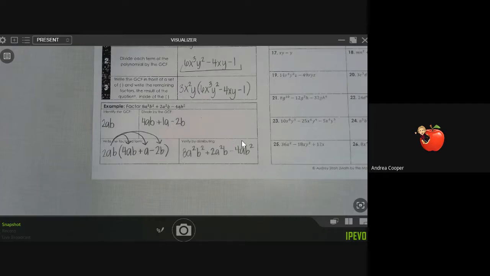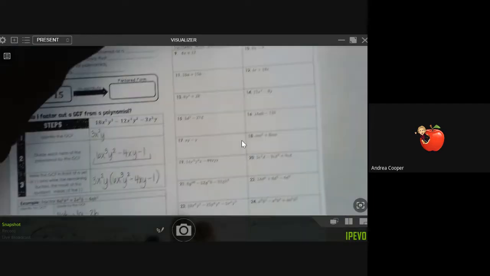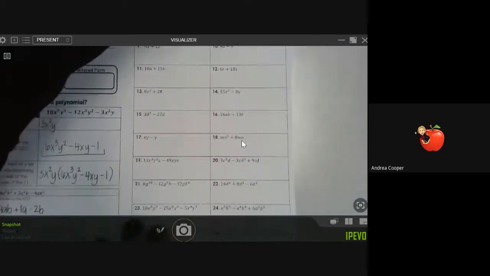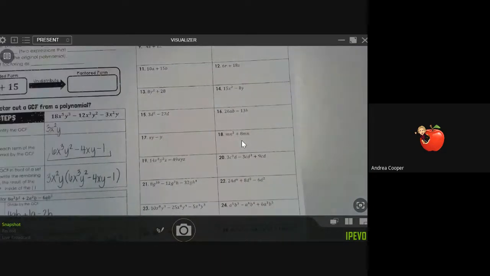Now, hopefully you have a piece of paper written down because we're going to do one and then I want you to try one. Can you guys try one for me? Can you let me know? Yes, no, maybe? Okay, fabulous. Let's do 9 together.